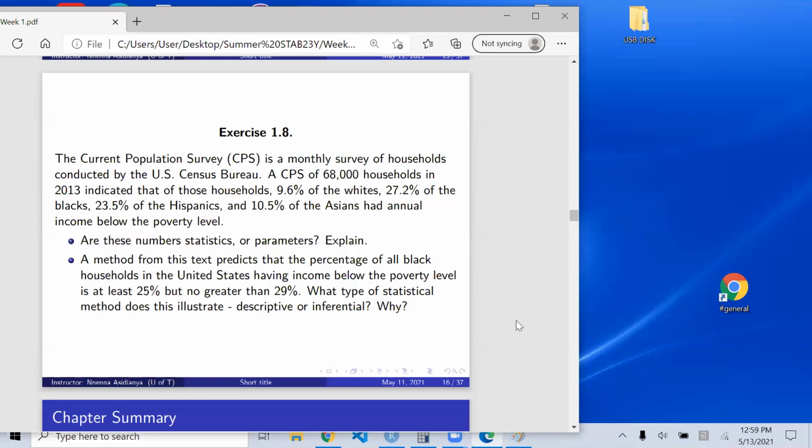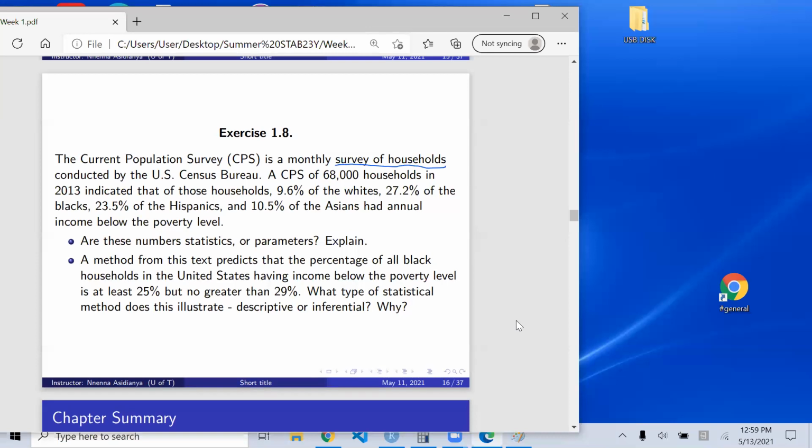Exactly. So this is still a statistic in the sense that there are more than 68,000 households in the United States. So we only sampled a fraction of them. And it also says a survey of households, basically, right? So you didn't get everyone. But it is inferential statistics.